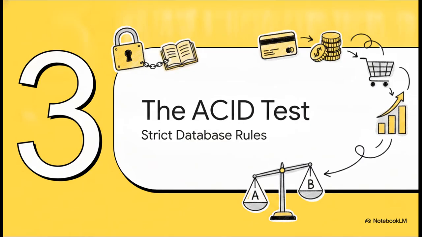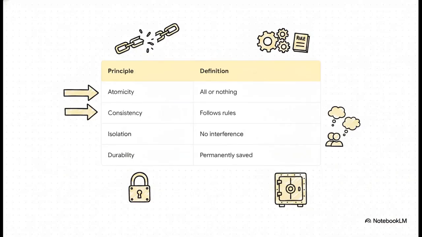Which brings us to Section 3, the ACID test. Because these systems handle our most sensitive data, like our bank accounts and our purchases, they must obey some absolute strict laws. These are the ACID properties, and like I said, they are totally non-negotiable. A is for atomicity, meaning it's all or nothing. The transaction either completely succeeds or entirely fails. C is for consistency. The data strictly follows all database rules and constraints, no exceptions.